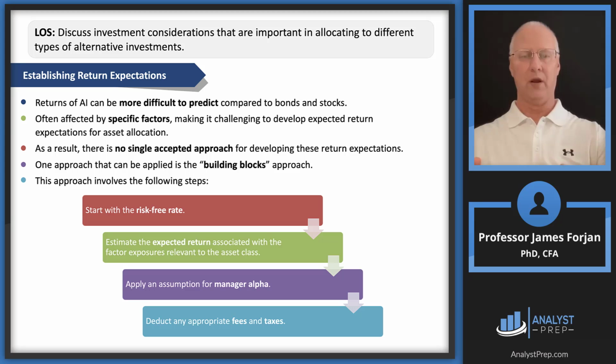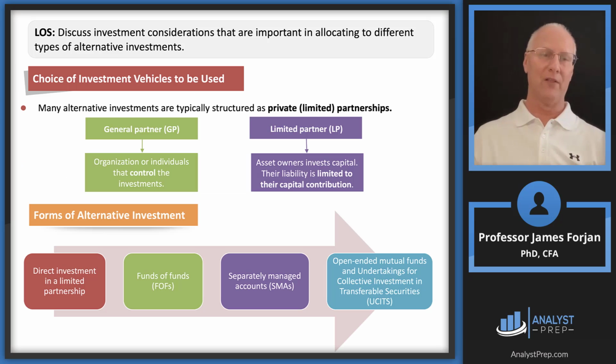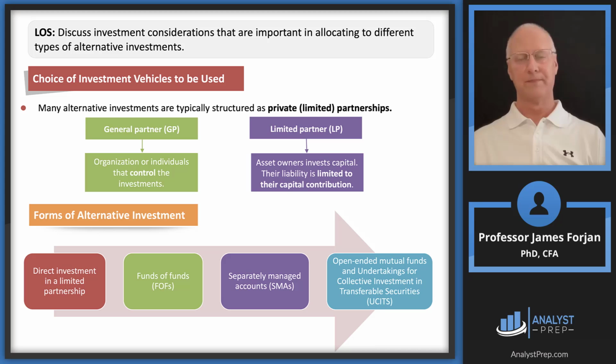What else are we building on here? Apply some kind of an assumption for the manager alpha. So these could be factors in and of themselves. But that purple box there is going to say something like, well, let's go ahead and look at the manager's history, see what kind of standard deviation or what kind of risk, and let's make an expectation for that particular alpha, which includes all different sorts of factors. And then, of course, we need to subtract out those fees.